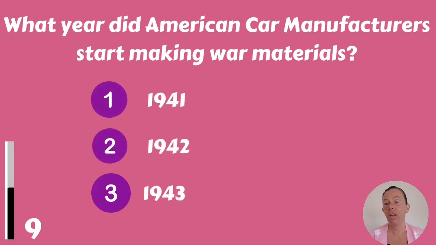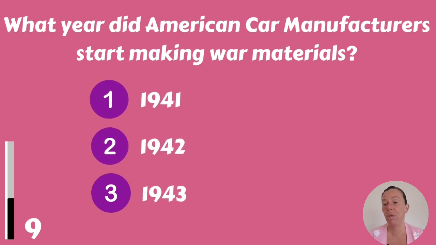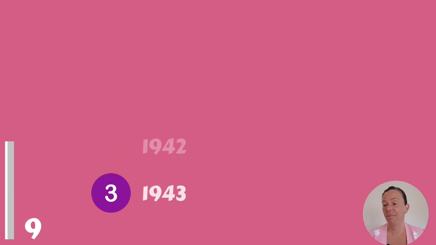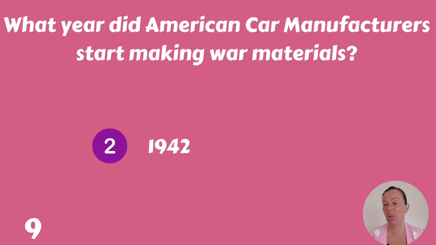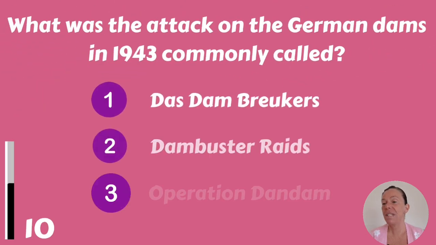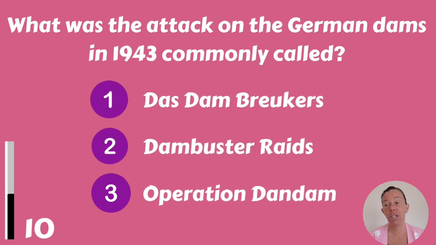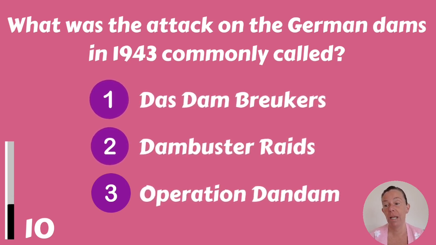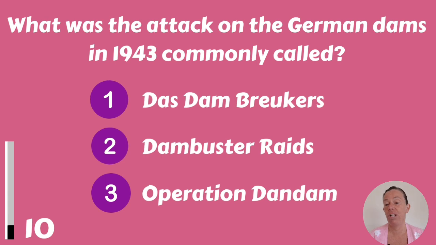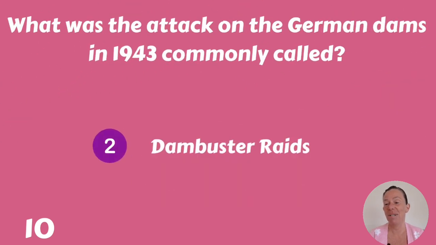What year did the American car manufacturers start making war materials? 1941, 1942, or 1943? That was 1942. What was the attack on the German dams in 1943 commonly called? Das Dammbruchers, Dambusters Raids, or Operation Dan Dam? Dambuster Raids.